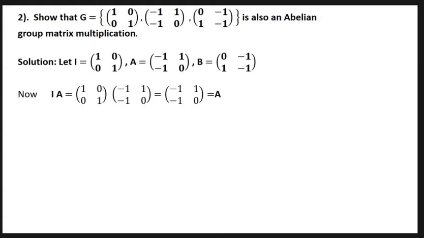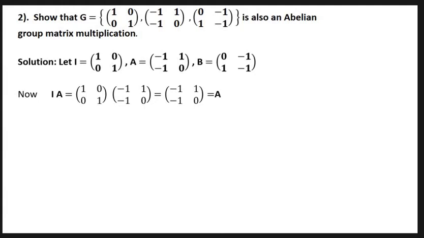Now when you multiply with the I, you get the same element. The first row into first column, that is minus 1 plus 0, so minus 1. Then first row into second column, 1 into 1 is 1, 0 into 0 is 0, so 1. Second row into first column, that is minus 1. Second row into second column, 0. So this matrix is nothing but A. See, when you multiply A with I, the resulting matrix is A itself.